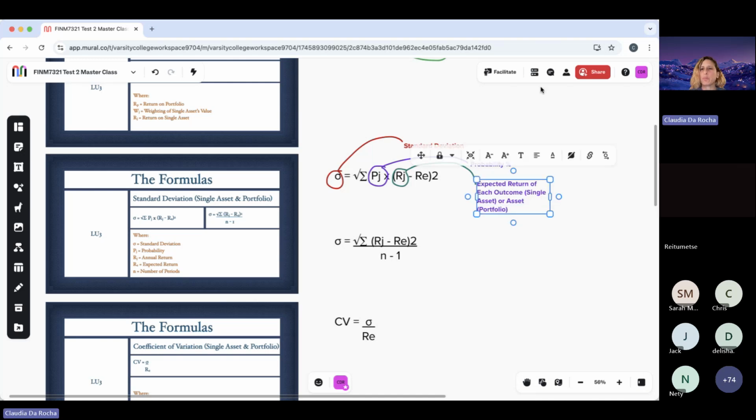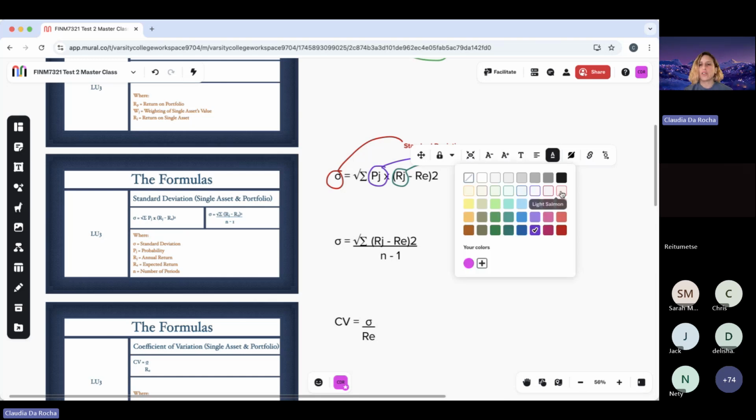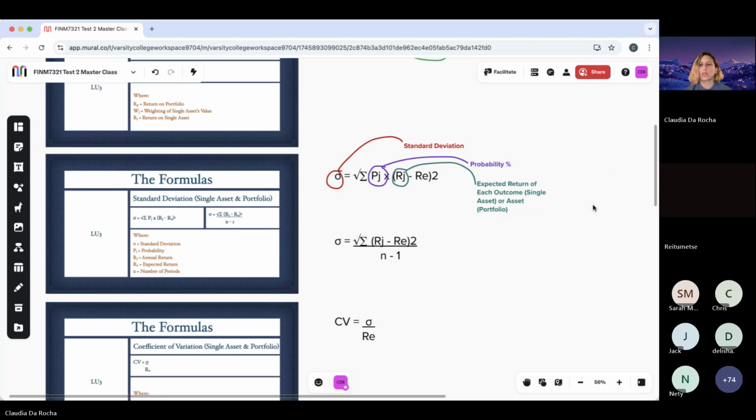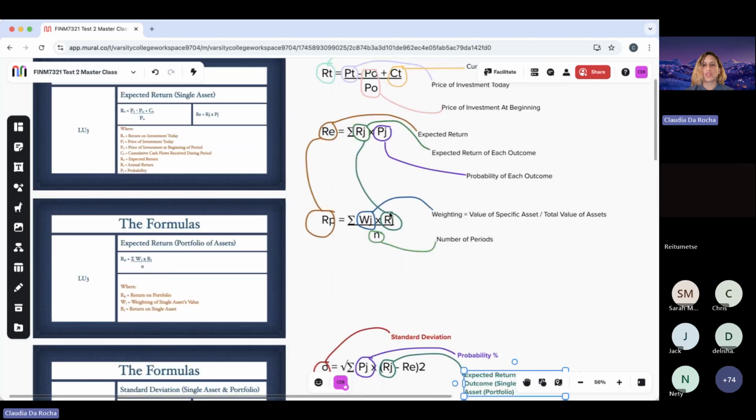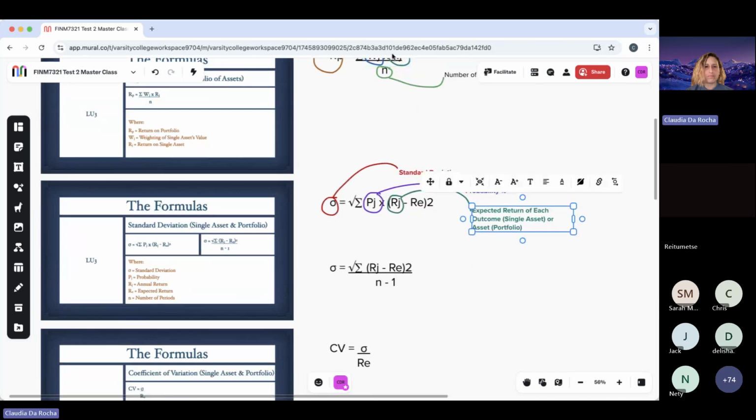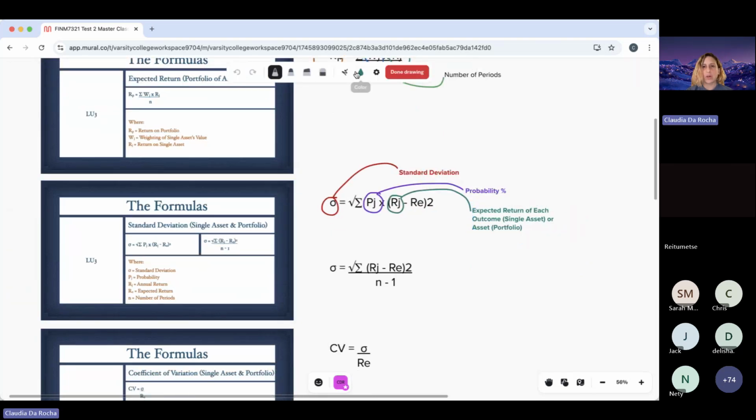Okay, so it could be the expected return of each outcome. So that's if we've got a single asset, we've got different probabilities, or it could be the expected return of an asset. So you've got different assets and you need to work out the portfolio. Okay, so you just need to check that. And then we have our expected return, which hasn't changed. So that is our brown guy.